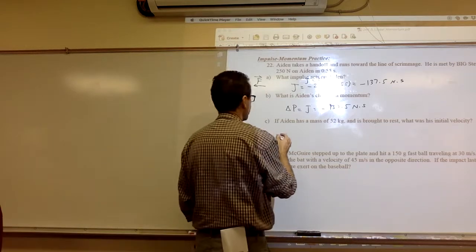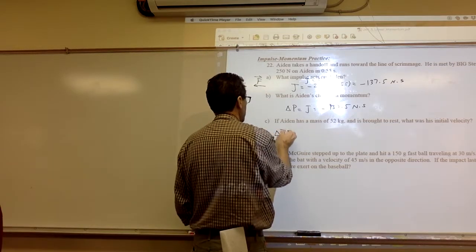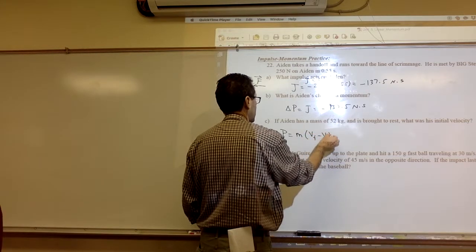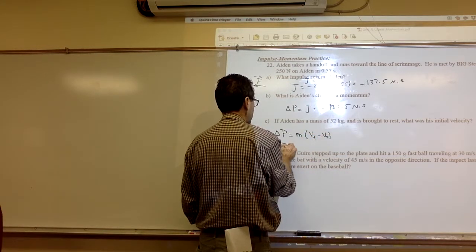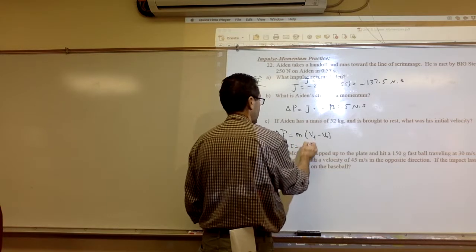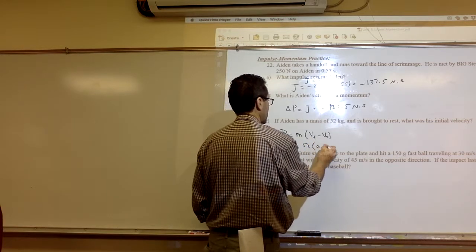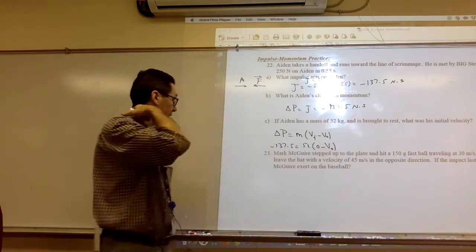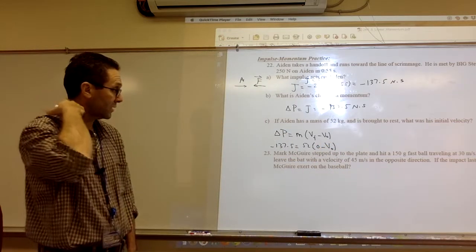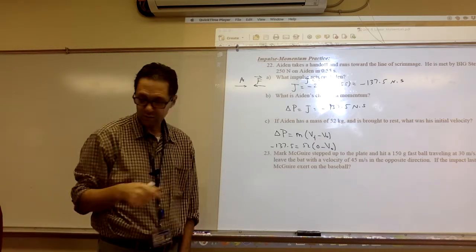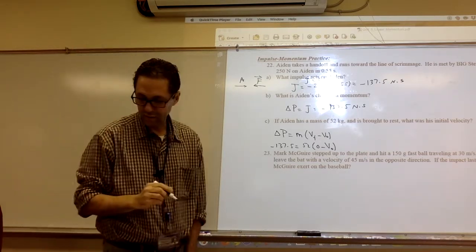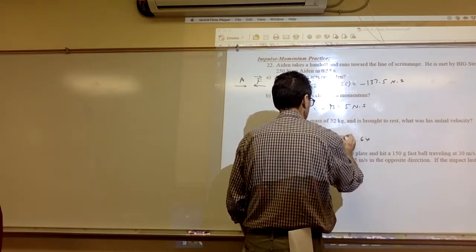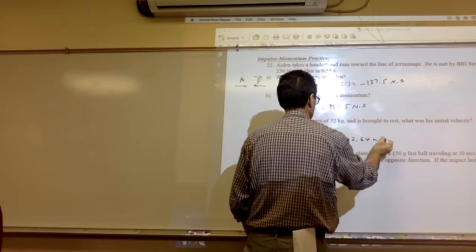Well, let's take a look. So I can say that the change in momentum is m times the final velocity minus the initial velocity. This is negative 137.5. His mass is 52. His final velocity is 0 minus the initial velocity. Now, if we do the algebra here, we can divide by 52 and then we get v0. So v0 should be 2.64 meters per second.